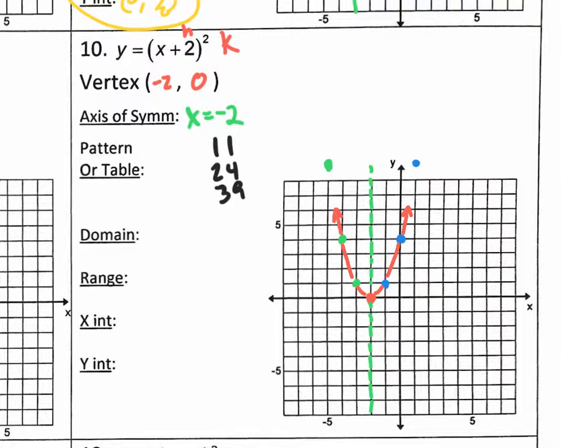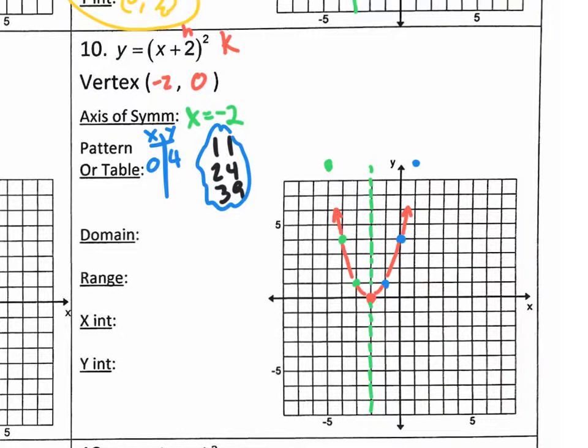Anyhow, you didn't have to use the pattern 1, 1, 2, 4, 3, 9. You could have just as easily made an XY table, input-output table, and started plugging in numbers that are close to your X value on the axis of symmetry, or the X value of your vertex. So you could have plugged in 0, for example, and 0 plus 2 is 2, 2 squared is 4. So when you plug in 0, you get out 4. So 0, 4 is a coordinate, and then you'd map it over to the other side. So you could get coordinates either by using an XY table, or by finding your vertex and then using your pattern or modified pattern from that vertex.